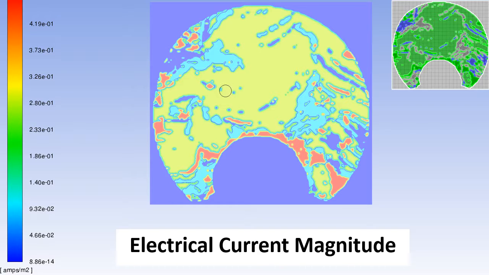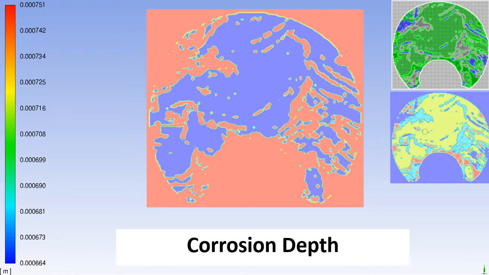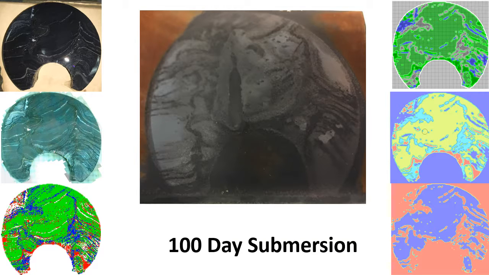Here is a contour plot of electrical current magnitude on the steel surface for sample 19. Here is a contour plot of Z-mesh coordinate on the steel surface representing the corrosion depth at 100 days in the simulation. Here is the steel plate zip tied to sample 19 after 100 days of submersion experiment in mine water.